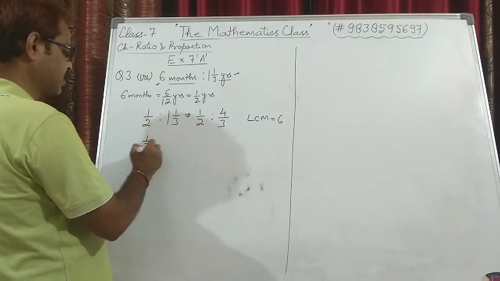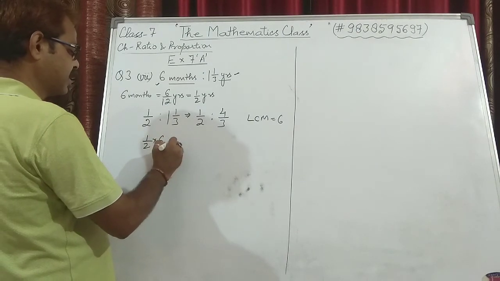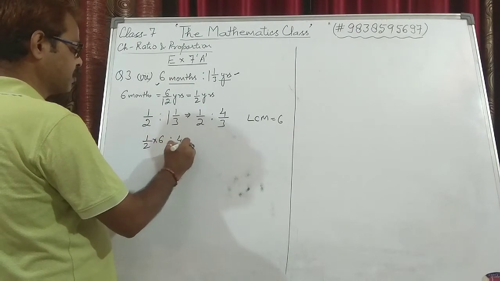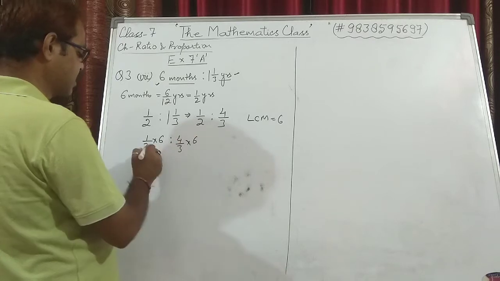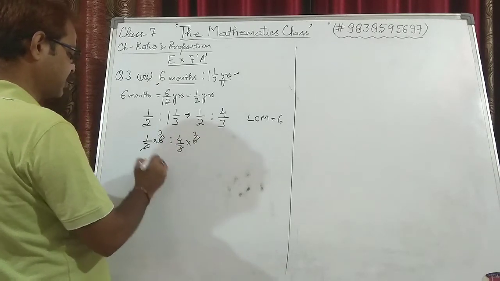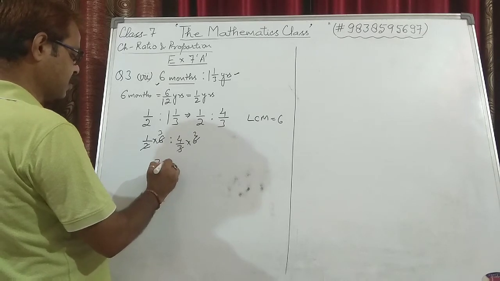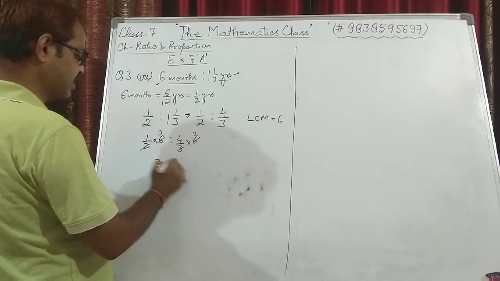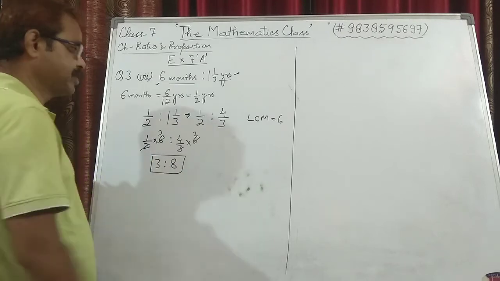So 1 upon 2 will be multiplied by 6, ratio is to 4 upon 3 into 6. 2 threes are and 3 twos are. So 3 into 1 is 3 is to 4 twos are 8. This is the required ratio.